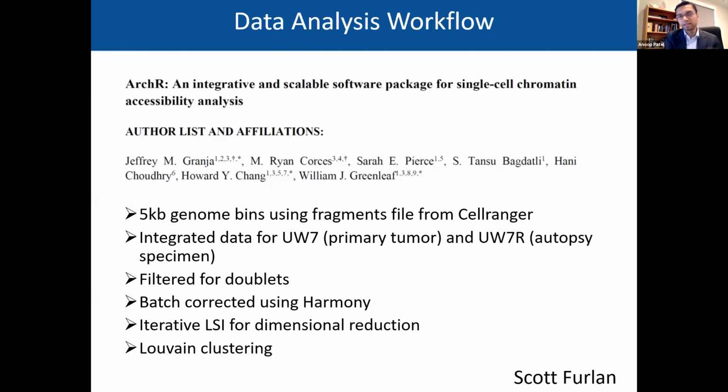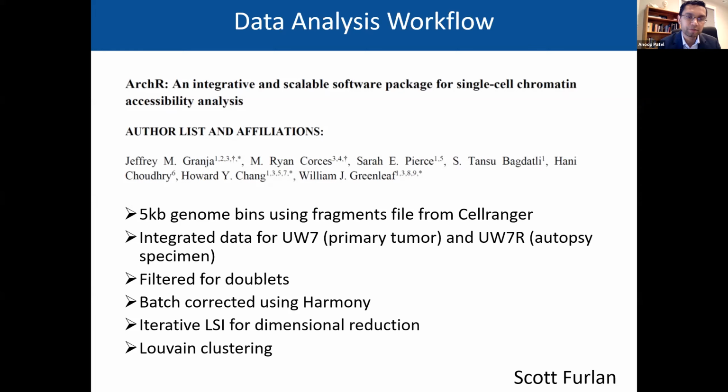And so Scott and I decided that we were going to take advantage of a new methodology for analysis of single cell chromatin accessibility data that was recently published by the Greenleaf Lab. This is their platform called ArchR, or Archer. And so the basic workflow here is that they recommended 500 base pair genome tiles. We used 5 kilobase genome tiles, mostly because we selected that as approximately half the size of a polycomb domain, somewhat arbitrarily, but I'll just show the data for that.